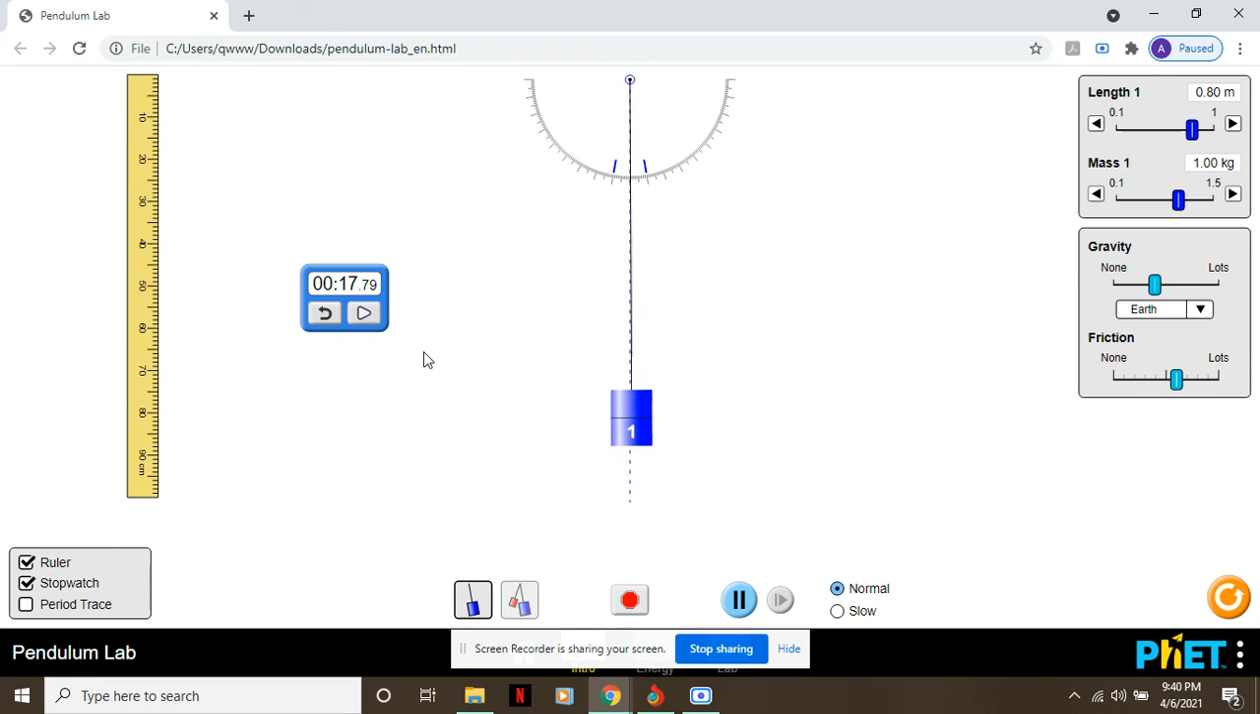So in this case, we've got 10 oscillations, which have got 17.79 seconds. So for us to find the period of the pendulum, we divide 17.79 seconds by the number of oscillations, which in this case is 10. So our period gives us 1.779 seconds as the period for this pendulum.